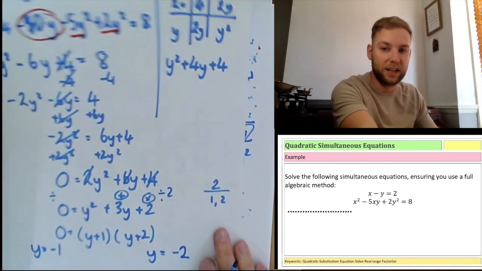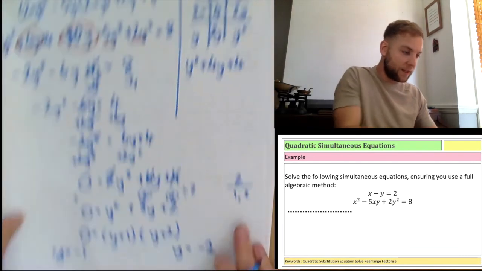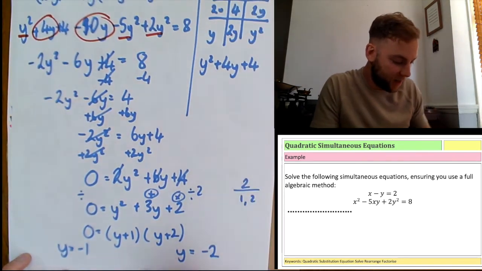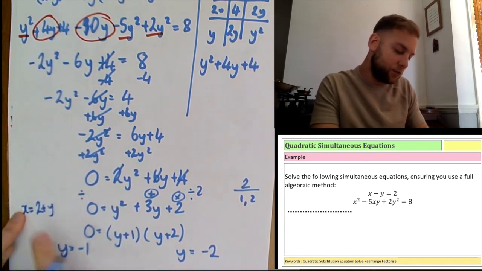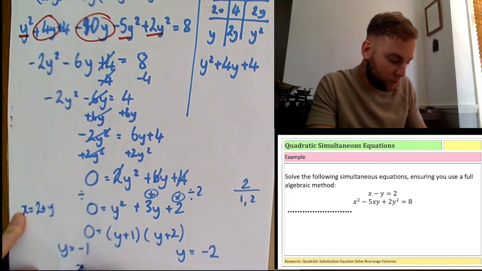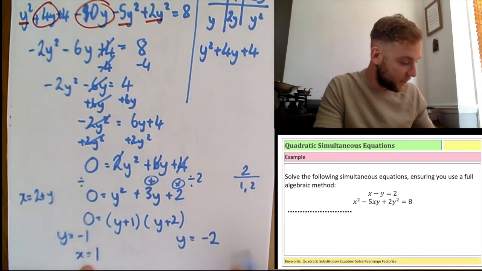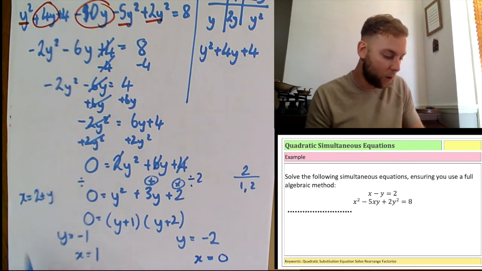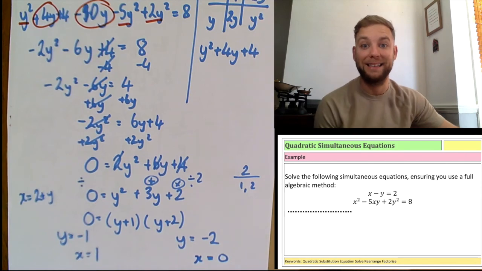Remember, I still haven't finished this because I do need to find out what x is as well. And I'm going to sub that straight into this top part here. So 2 plus y. So let's write it here. x is equal to 2 plus y. So x is equal to 2 plus minus 1. Well, 2 plus minus 1 is equal to 2 minus 1, which is equal to 1. Brilliant. And with this one here, 2 plus minus 2 is equal to 0. And there we've got our solution. So y is equal to minus 1 when x is equal to 1. And y is equal to minus 2 when x is equal to 0.